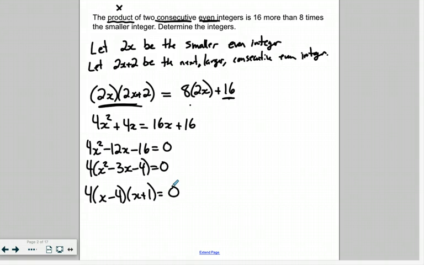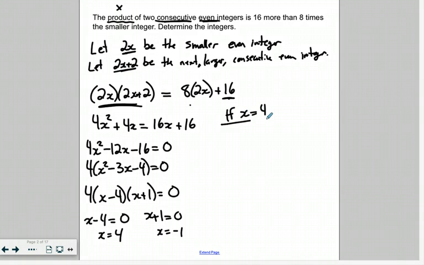Right? Which means my values of x come from when x minus 4 equals 0, or x equals 4, or when x plus 1 equals 0, and x equals negative 1. But what we need to do here is then plug these values back into my original let statements to get my values of my even integers, right? So if we use x equals 4, then my 2 times 4, my first integer is 8, and my next integer will be 10. Right?